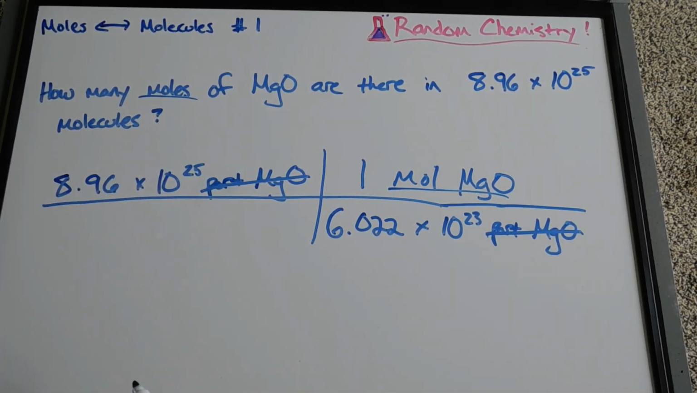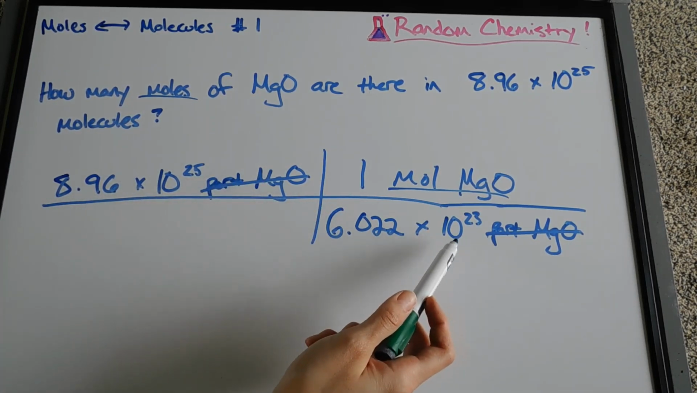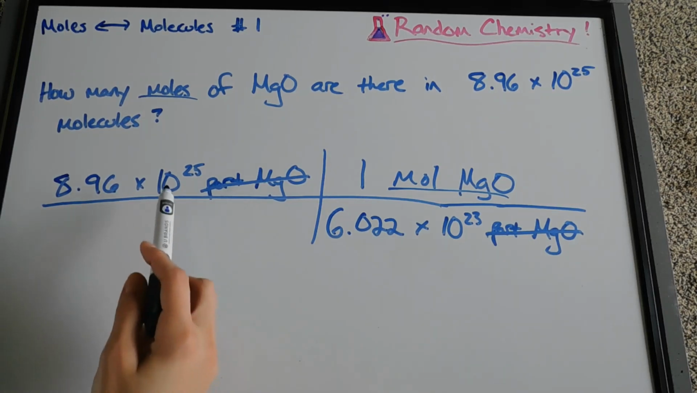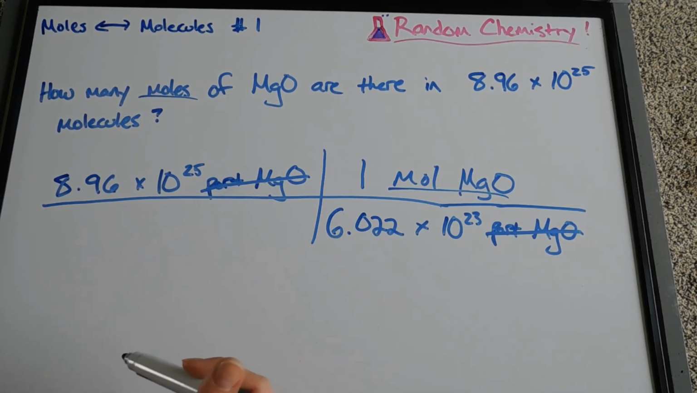But what I really want to point out is that 10 to the 25th is not going to cancel with 10 to the 23rd. Last time we had the same powers, 10 to the 23rd, and they were able to cancel out, so we weren't worried about that. But this time we don't, so we can't simply do that. So there's 2 different ways that you can do this depending on how comfortable you are with scientific notation. If you're not very comfortable, go check out my video.